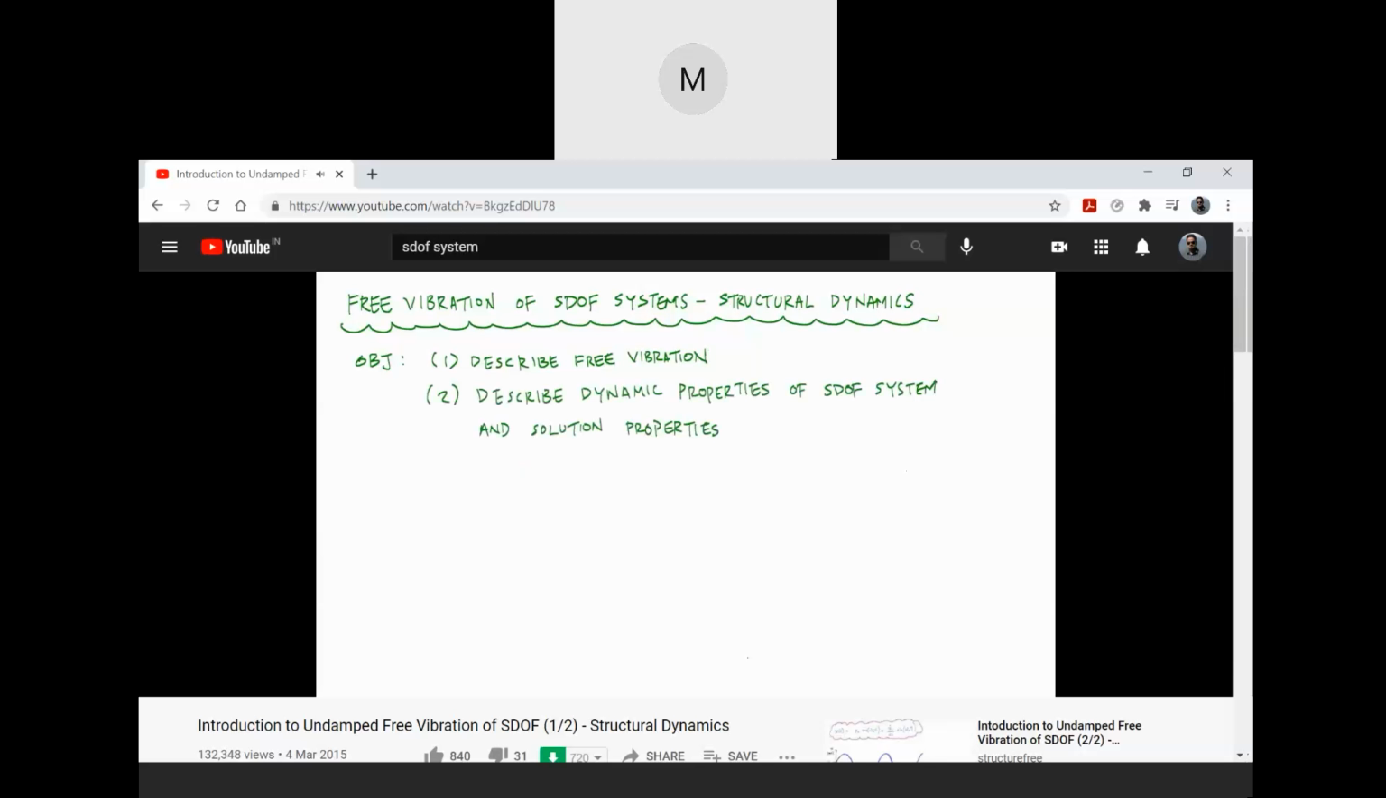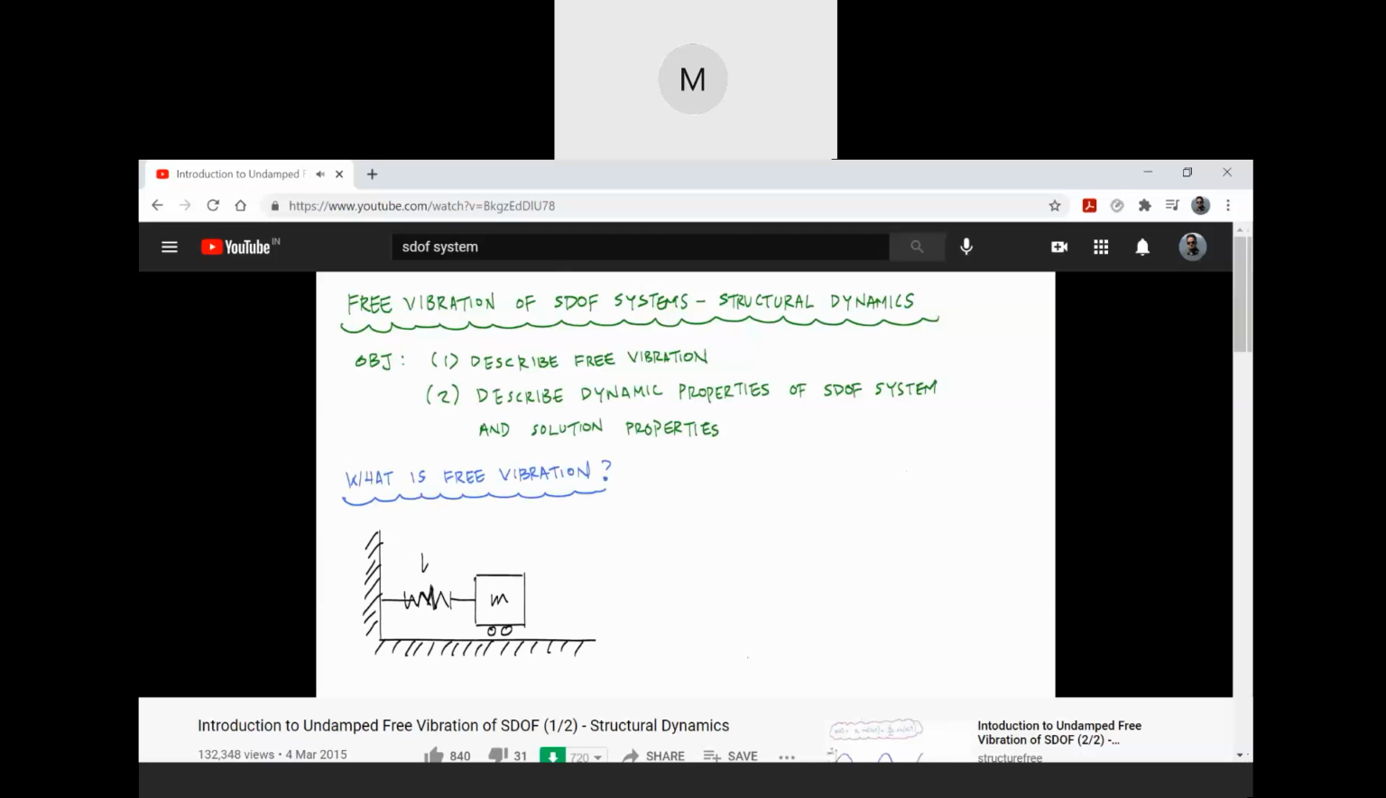Or hopefully, if you're watching this, you already are kind of familiar with what a single degree of freedom system is. So the first thing that we want to ask: what is free vibration? A typical single degree of freedom system might look something like this. So I've got this mass and spring system.